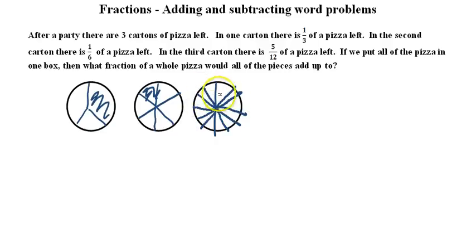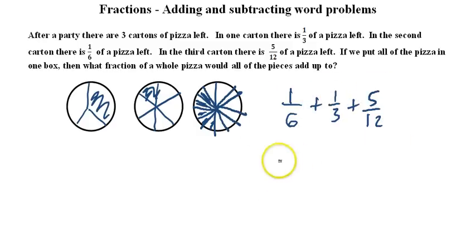So 1, 2, 3, 4, 5, 6, 7, 8, 9, 12. All right, and we get 5 of them. 1, 2, 3, 4, 5 of them. So if we shove all these pizzas together, what size of a box would we have? That's what we're having, and that's just addition. So it's 1/6 plus 1/3 plus 5/12. And the common denominator here would be 12.